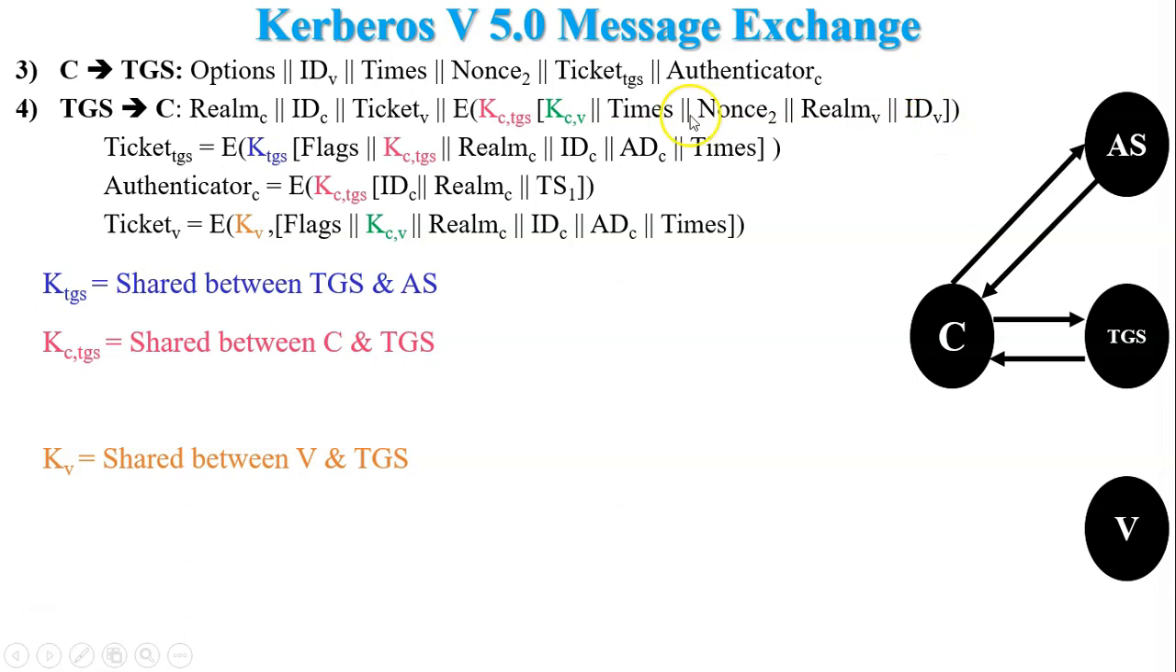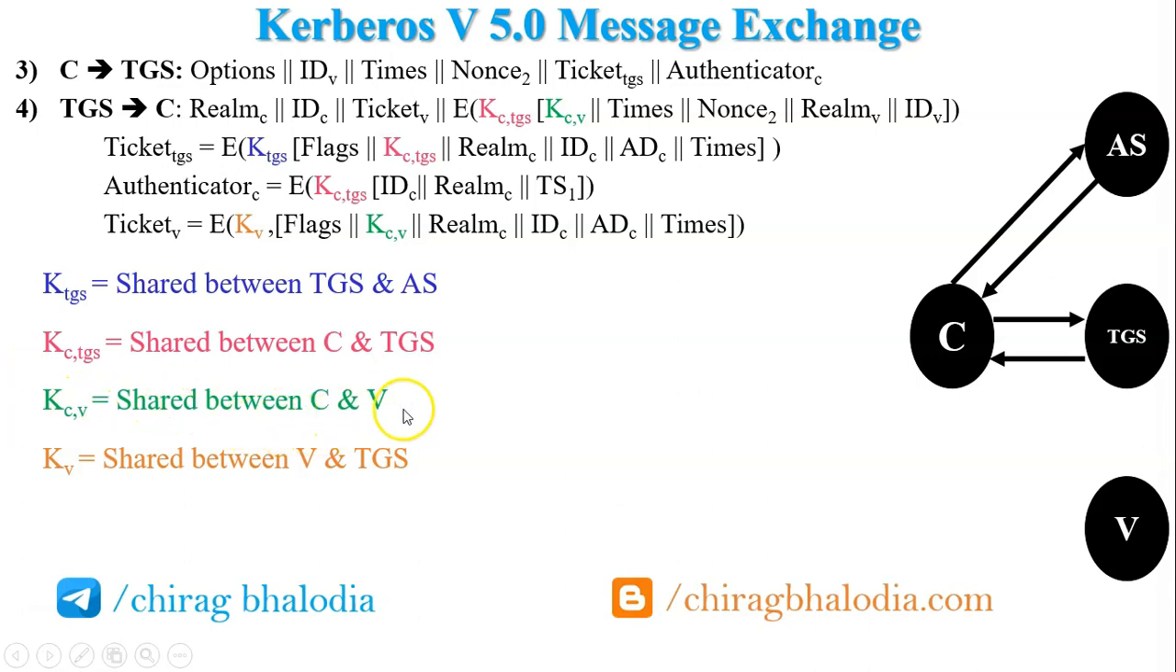The last portion of the reply message is encrypted using the key KCTGS. Key KCTGS is shared between the client and the ticket granting server, so the client can decrypt that last portion of the reply message. The client will decrypt that message using KCTGS and get the new session key KCV. Here KCV is shared between the client and server V. The remaining fields are times, nonce2 and IDV, which were sent by the client to the ticket granting server, and one field realm-V, which was included by the ticket granting server in the reply message. So after the fourth step, the client has the server's ticket.